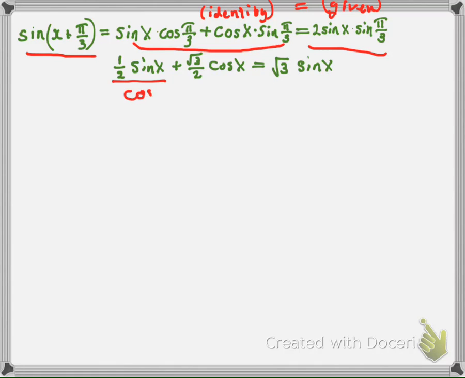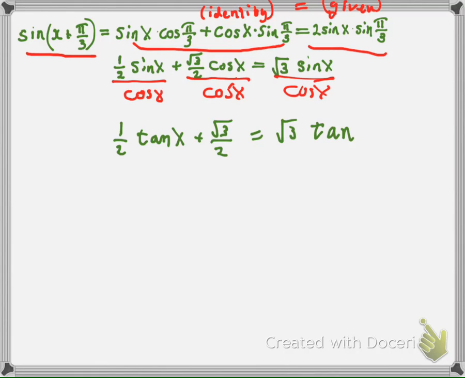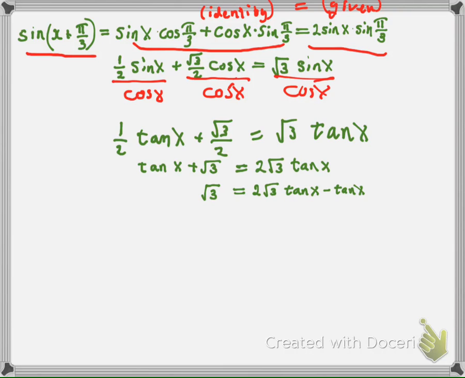Alright, moving forward, I divide everything by the cosine of x so that my equation just has tangents in it. Now that I have everything in terms of tangents, I'm going to solve for the tangent of x just to see what happens. So, first I double both sides of the equation to get rid of the fractions. I get all the tangent terms over on one side. I collect like terms, aka factor out a tangent of x.